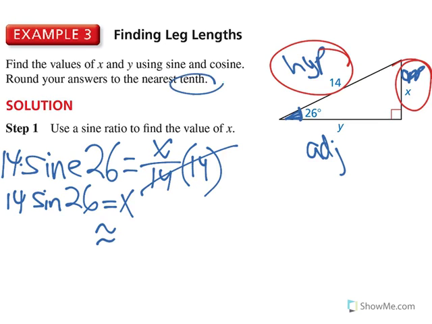And it said nearest tenth up here. Always make sure you go back and read what you're rounding to. So nearest tenth is 1 decimal. So I'm going to do 6.1 would be approximately my length of x.